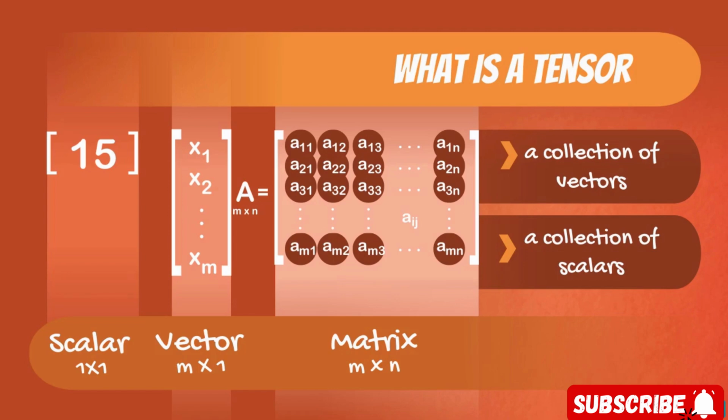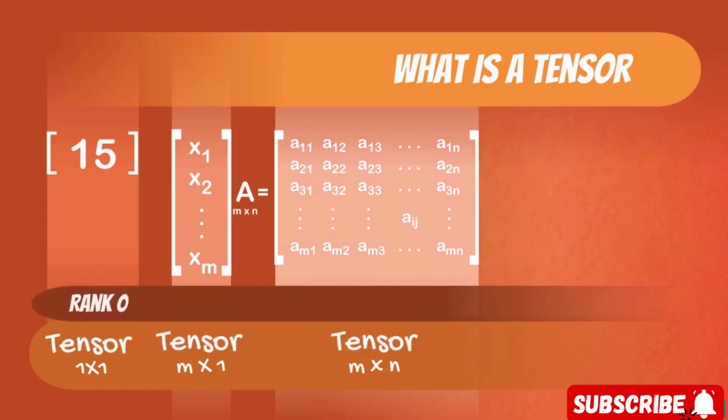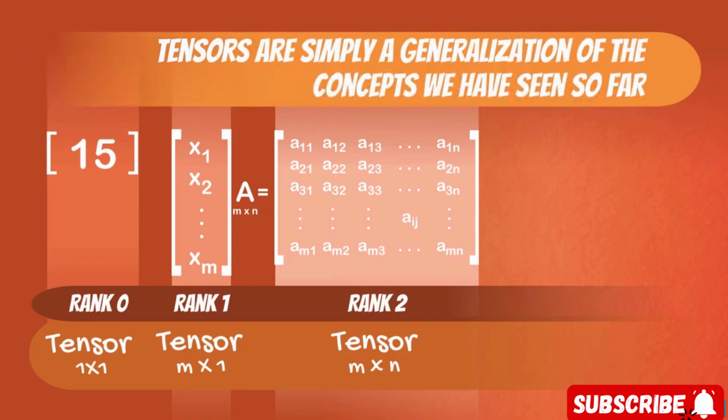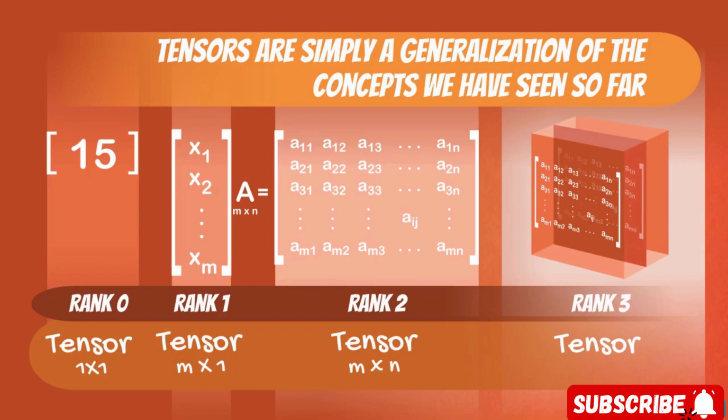Now, a tensor is the most general concept. Scalars, vectors, and matrices are all tensors of ranks 0, 1, and 2 respectively. Tensors are simply a generalization of the concepts we have seen so far. An object we haven't seen is a tensor of rank 3. Its dimensions are k by m by n. It can be thought of as a collection of matrices.